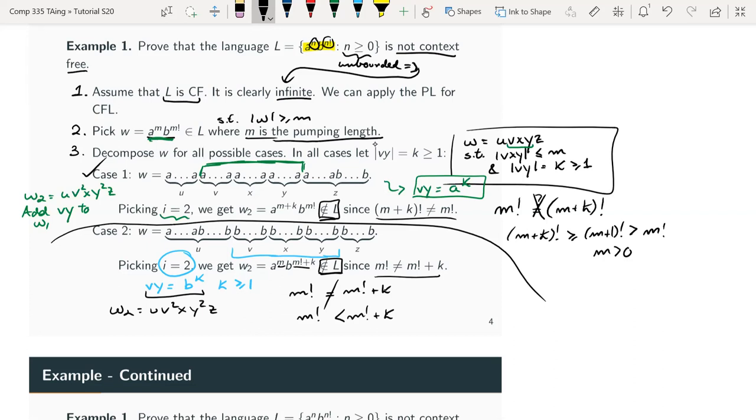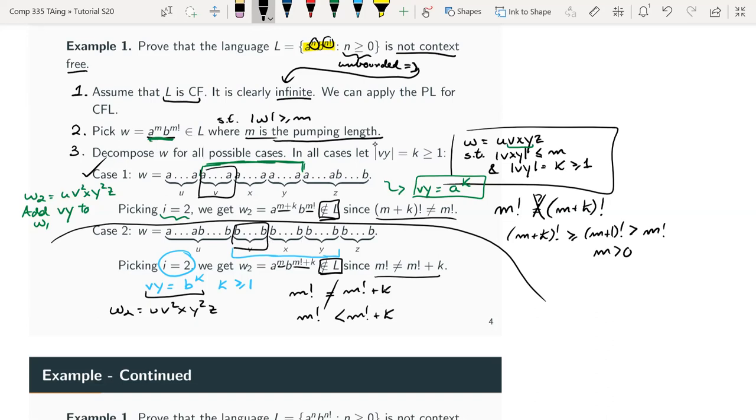So case two is VXY contains only B's. Okay, so you can't claim that V must have an A, because here I'm decomposing it. I'm looking at all the cases. And in this particular case, I have that V is only a bunch of B's. So it's not, in fact, true that V must have an A in it, because this is a different case. So it's true here. And that's why you could pump up and get sort of a different number, a contradiction in the definition here.